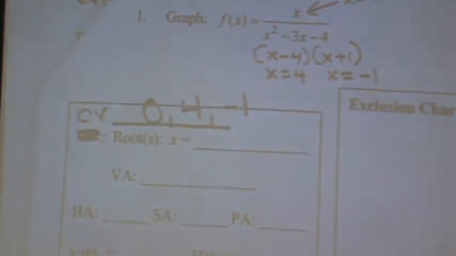We have two more critical values, at 4 and at -1. So things are going to happen at 0, at 4, and at -1. We're going to use these three numbers to create an exclusion chart. You guys remember doing these last year?